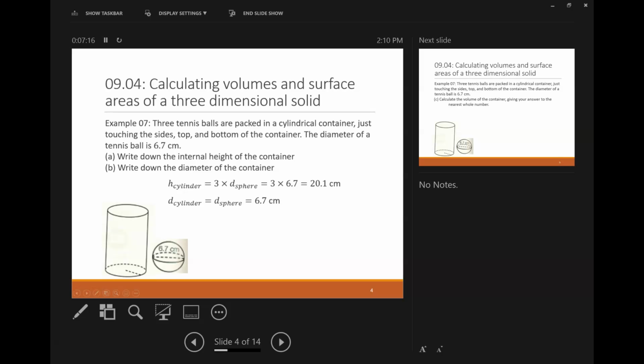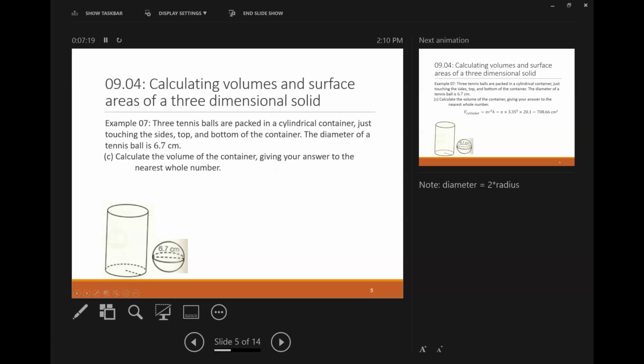All right. Next up, we ask for the volume of the container. That's pretty easy, right? The volume for a cylinder is just pi r squared h. So what is the 3.35? Yeah, it's half of the diameter. So half of 6.7, which is the radius. Everybody happy with that? That's pretty easy.